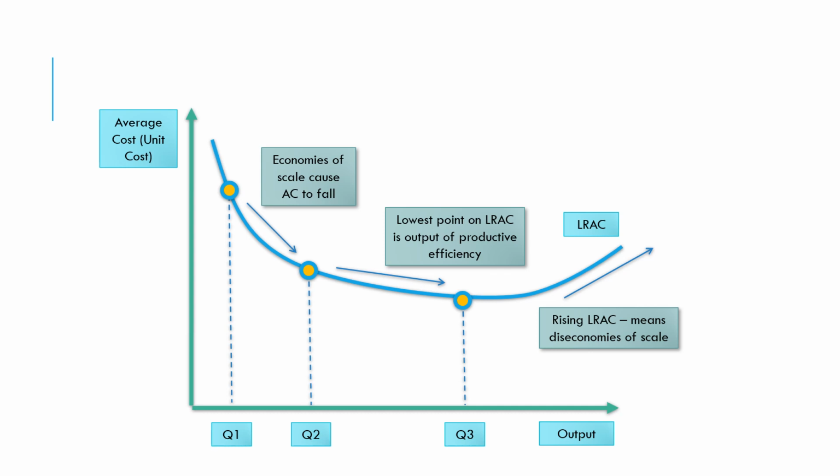So here is our long run average cost curve, and we can see that as we increase the size of production from Q1 to Q2, we benefit from economies of scale. Our cheapest form of production, our most efficient, is this level of output here, Q3. That we call the point of productive efficiency. It's the lowest possible average cost that we can produce at before our average costs start to rise again.